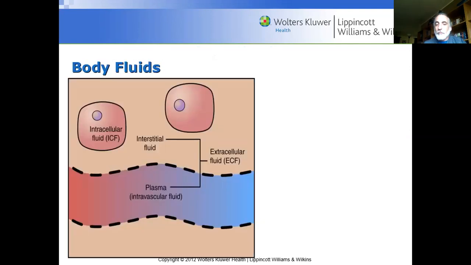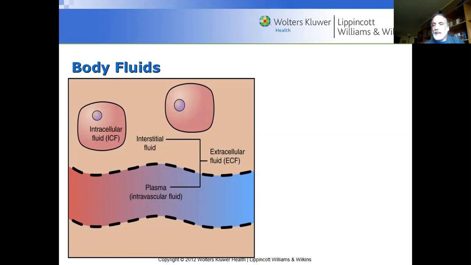Body fluids themselves. So we have two types of body fluids, ICF and ECF, intracellular and extracellular. Intra meaning inside the cells, extracellular, outside the cells. Now, extracellular fluid, as you can see here, is broken down into two main categories: the interstitial fluid, the space in between the cells, and intravascular, so blood plasma. Interstitial and intravascular are both ECF.